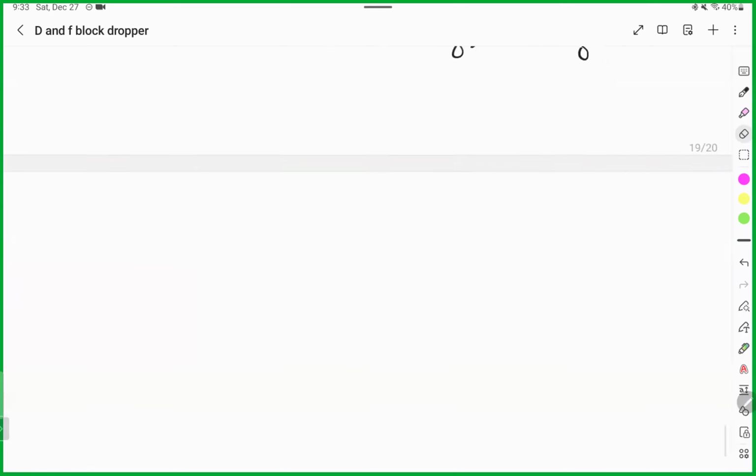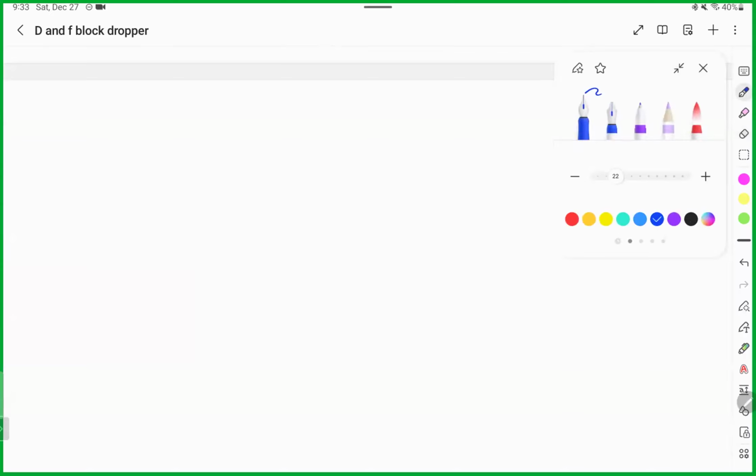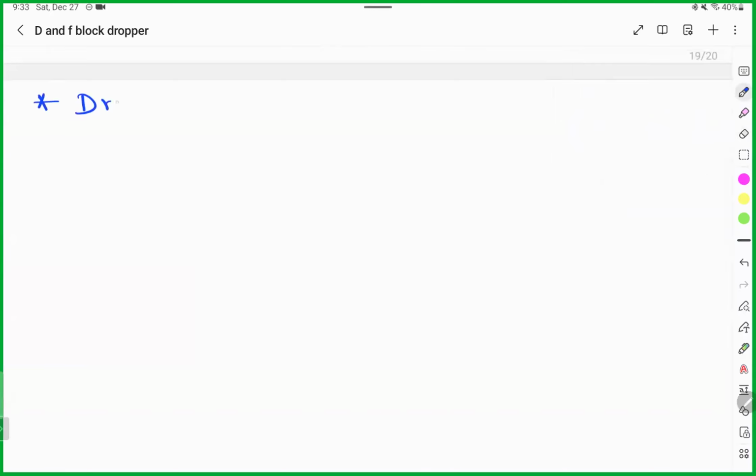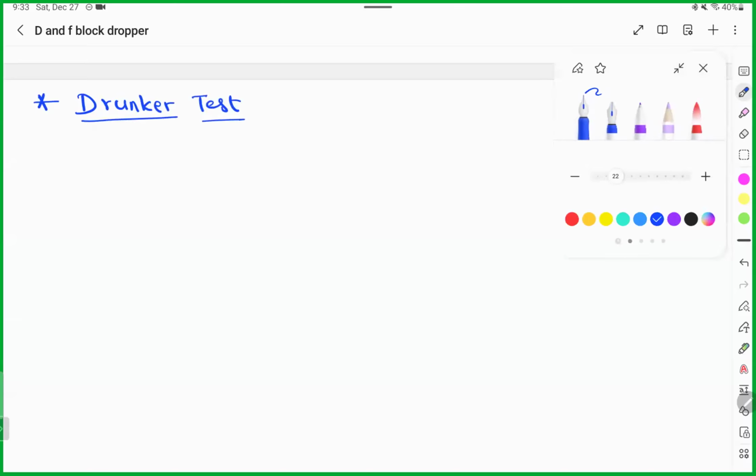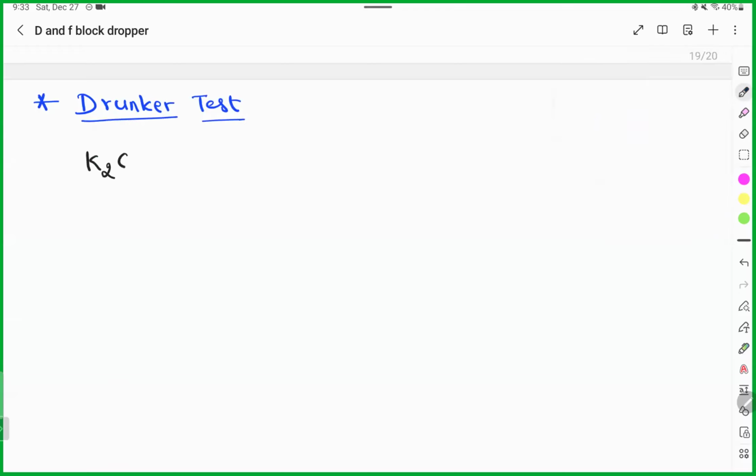And when I was going through the notes, I also got to know about the drunkard test. How many of you have heard about the drunkard test? No one. If you have K₂Cr₂O₇, when it reacts with the H2SO4 acid, then what will happen?